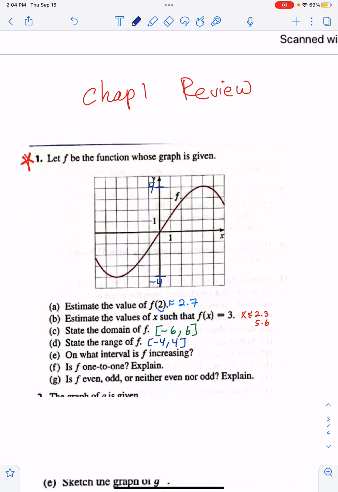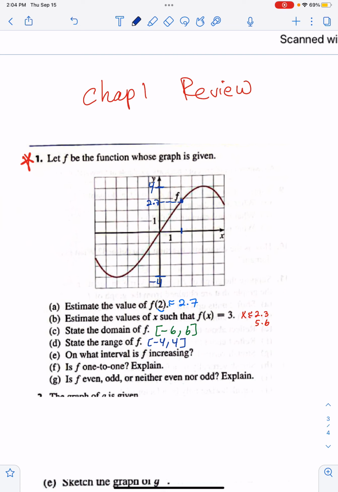Hello everyone, let's work on chapter 1 review. Let f be the function whose graph is given. So I wrote the answer to A through D because it's just finding and eyeballing and estimating values. For example, f of 2 for part A is this point. I thought that this is about 2.7. If you give me a number around that, that's perfect.